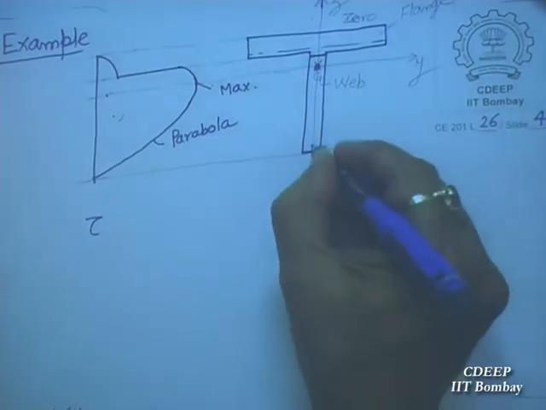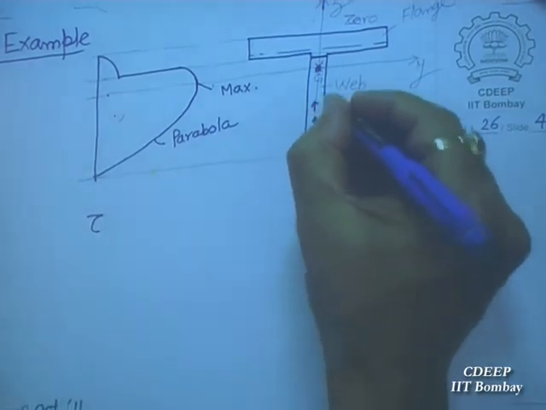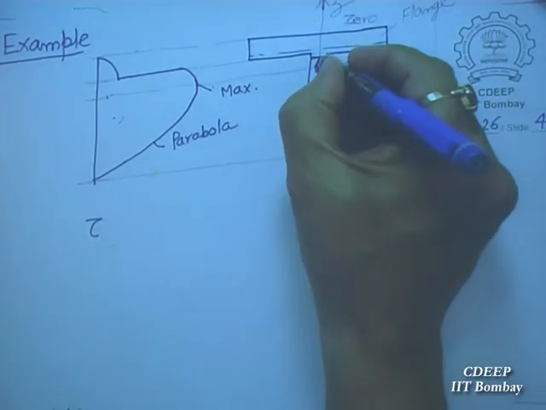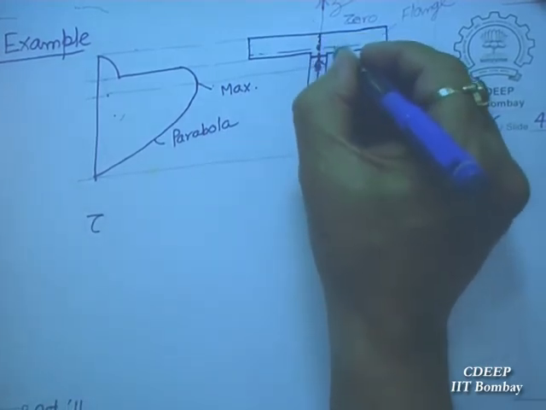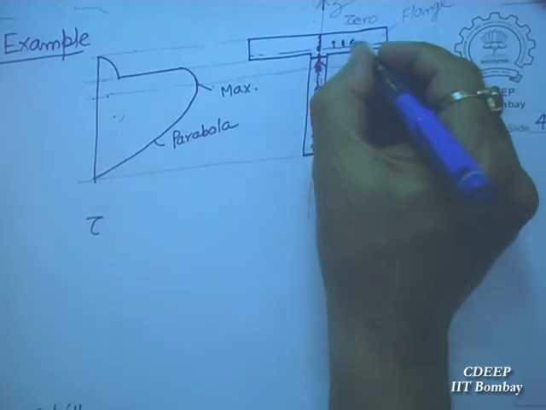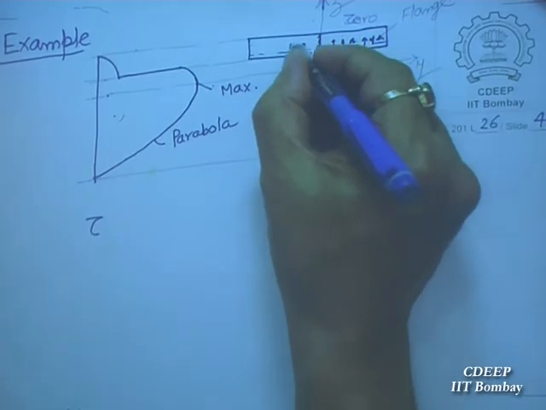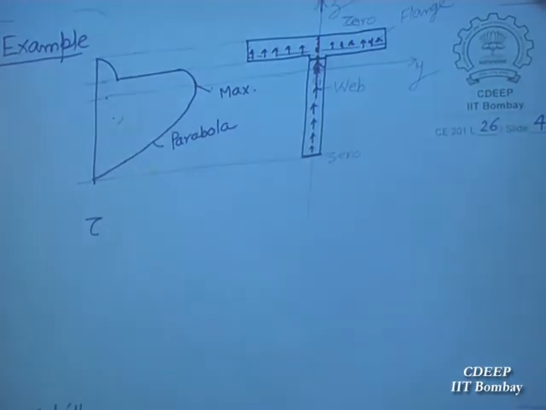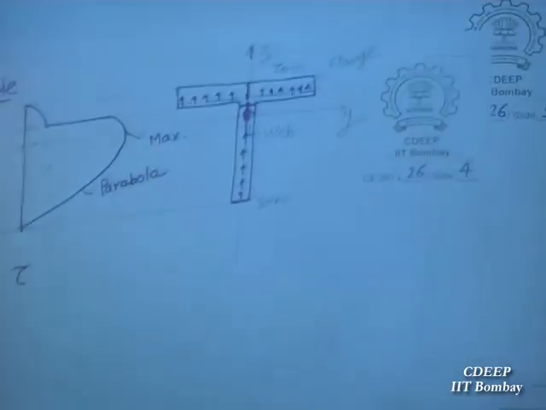Just see here, 0, slight increase, slight increase, slight increase, and here it will be maximum, again smaller, smaller, smaller, and then 0. So all like this. This is the vertical shear stress. Okay. So now quickly, fourth.